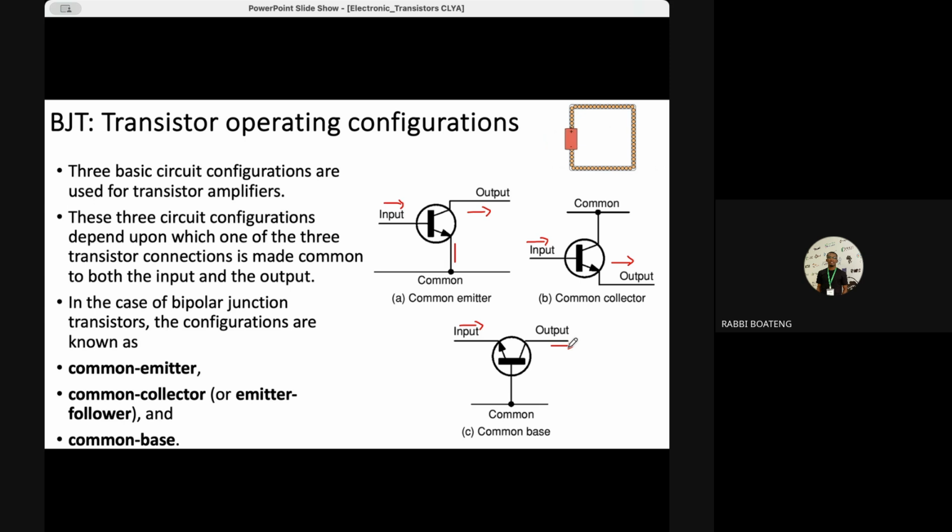Depending on how this configuration works, that is what is going to help us know the application of it. If you're using it as a rectifier, we have one particular configuration that you have to use. If you have to use it as an amplifier, we have one that you have to use. If you have to use it as a switch, we have the one that you have to use. Is that okay? So the configuration actually influences it a lot.